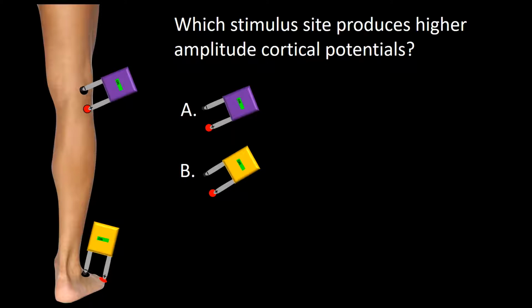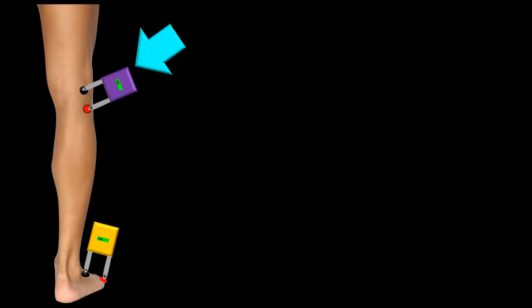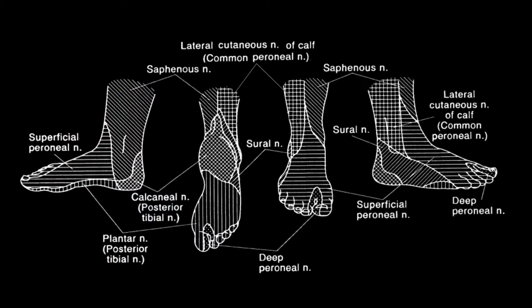Next question. Which stimulus site produces higher amplitude cortical potentials? A, at the level of the popliteal fossa. B, at the level of the foot. A stimulus to the common peroneal nerve at the knee activates nerve fibers from muscles in the lower leg and foot, as well as a large contingent of sensory fibers from the same areas. A stimulus of the superficial peroneal nerve at the ankle only activates foot sensory nerve fibers, in the distribution of the dorsum of the foot.